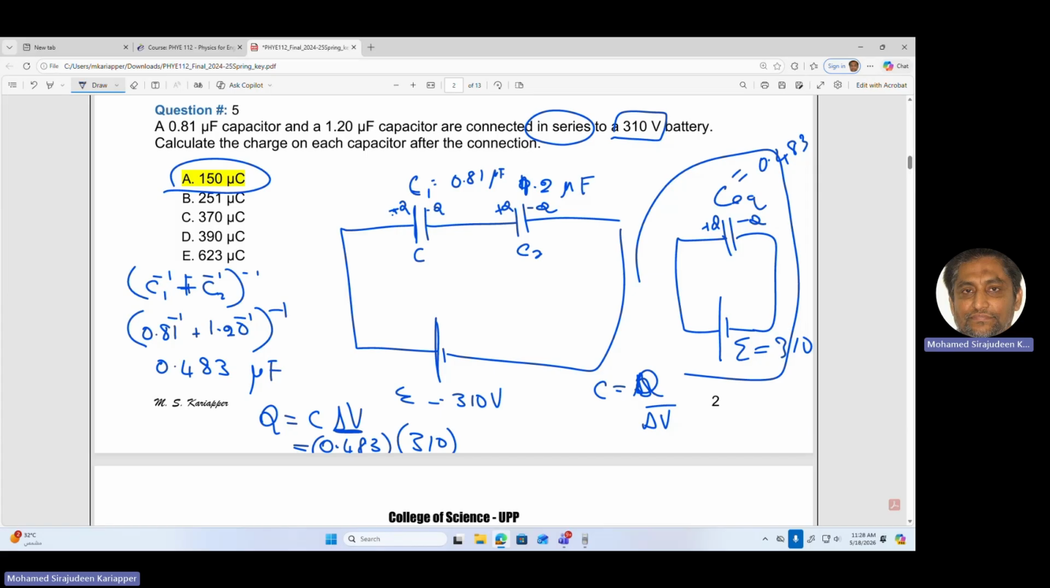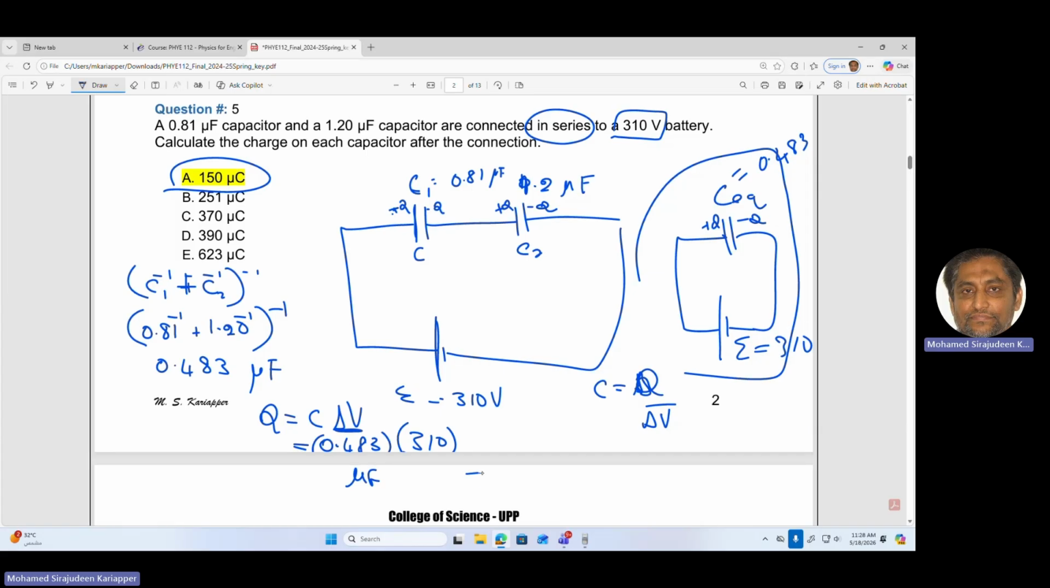Please check. About the units, okay, I forgot. Is microfarad an SI unit? No. I didn't bother to convert it, because if I put this in microfarad and this in volts, the answer will be in microcoulomb, not in coulomb. So that's fine. Okay.